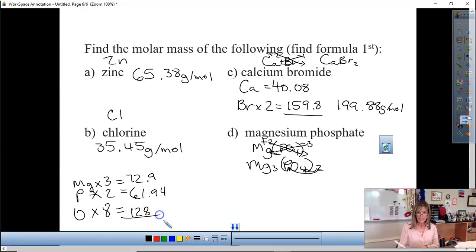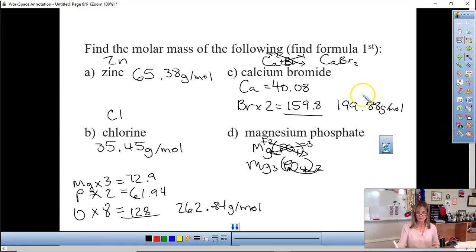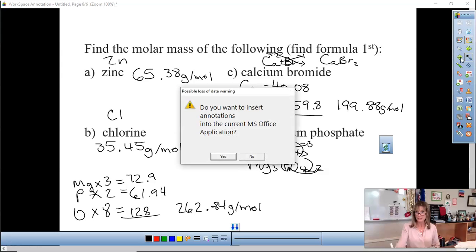Last step, add them all together. So 128 plus 72.9 plus 61.94, I get 262.84 grams per mole for that magnesium phosphate. So what do you think? Molar mass, easy, hard? Not that hard. It's one of the easier things that we'll do, believe it or not.